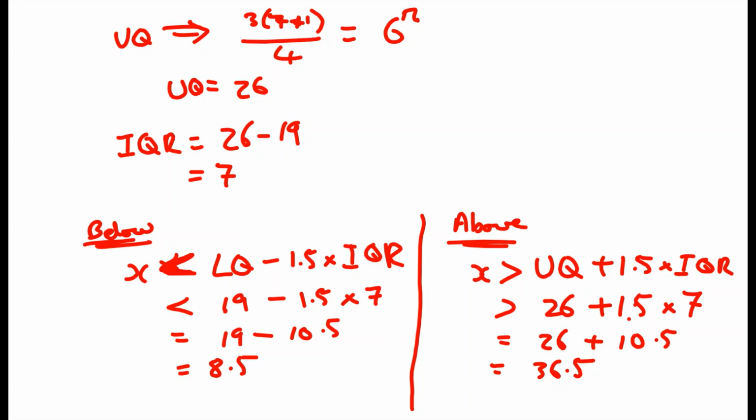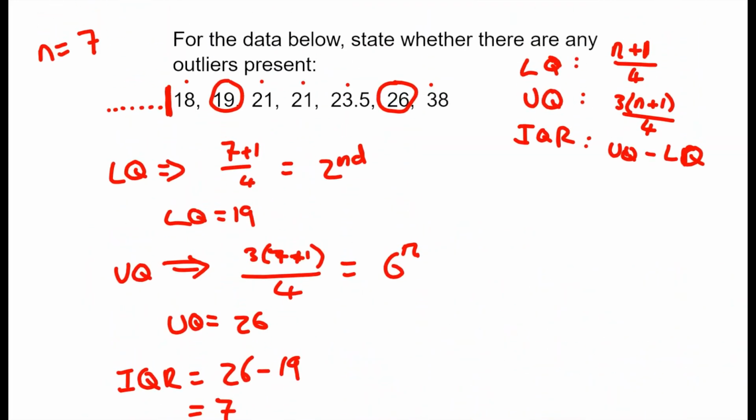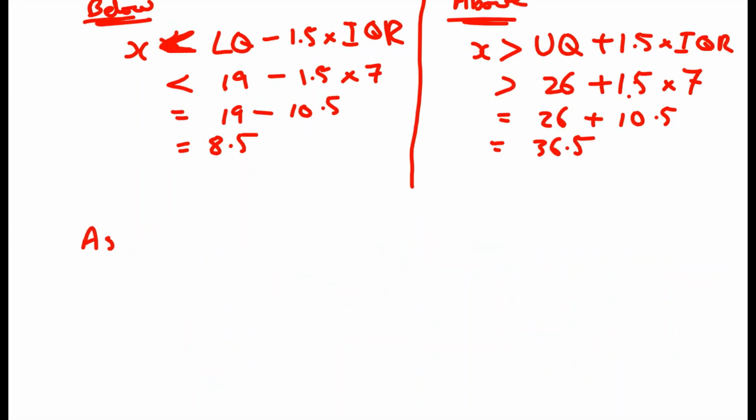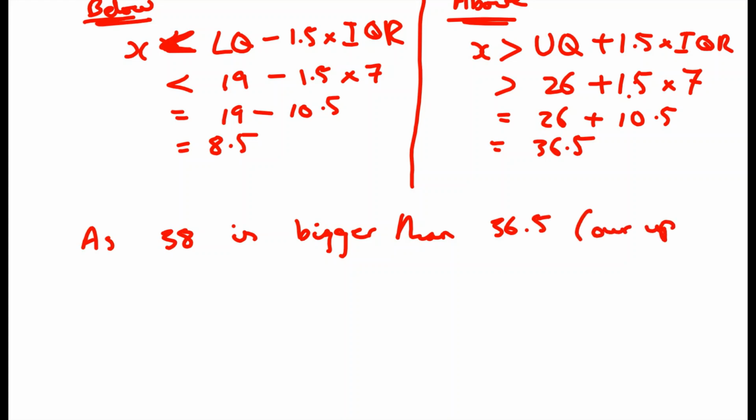Now, is any of our values bigger than 36.5? In fact, this value here, the 38, as 38 is bigger than 36.5, our upper limit, it is an outlier.